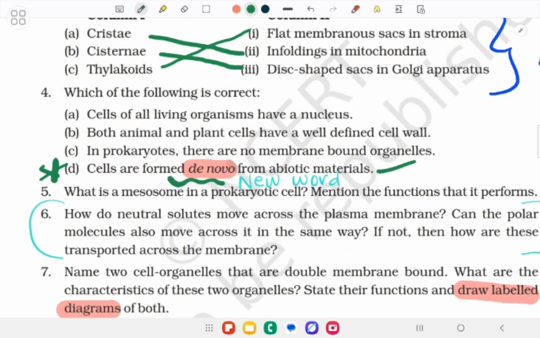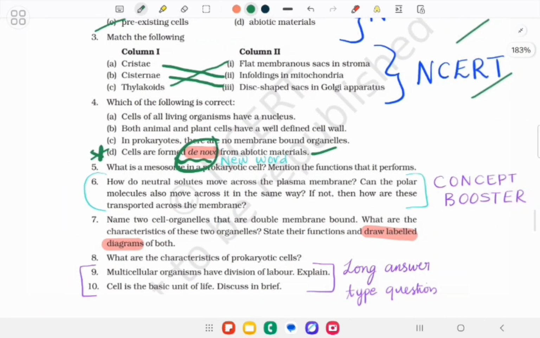Yes, there are some questions which are indirect, but you will find some questions which have some new words which have not come across the NCERT statements. For example, cells are formed de novo from abiotic materials, right? What is de novo? This word you are getting in the NCERT questions itself. So you need to go through NCERT questions.